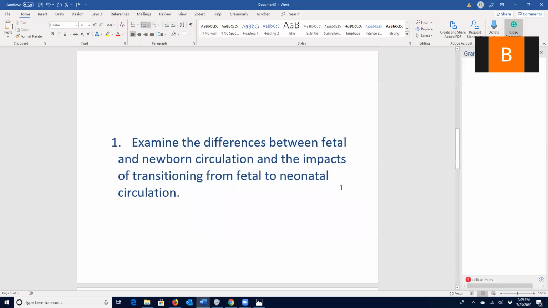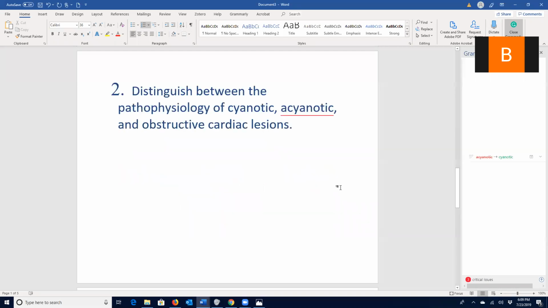All right, so the first one was changed to examine the differences between fetal and newborn circulation and the impacts of transitioning from fetal to neonatal circulation. You think that's got a little more meat to the bone, so to speak? Oh, yeah. I was pleased to see that they paid attention, and all I did was explain Bloom's taxonomy to them. Distinguish between the pathophysiology of cyanotic and acyanotic and obstructive cardiac lesions. Again, that's much stronger, much better use of their time rather than simply identify these things.